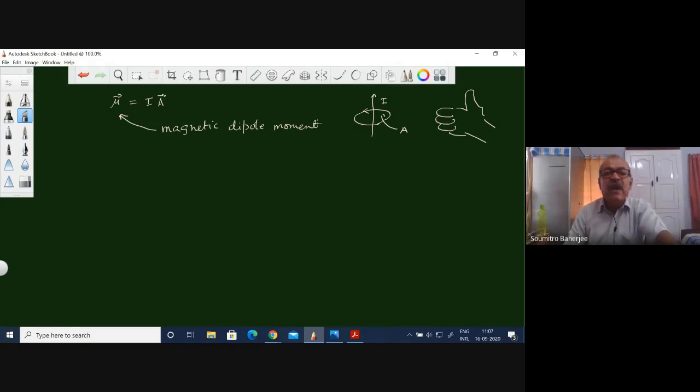This is rather simple. If such a tiny magnet is placed in a magnetic field, then it feels a torque that tries to rotate it and orient it in the direction of the magnetic field. The torque, again as a vector, is the magnetic dipole moment vector cross the magnetic field that is applied. This will try to orient it in the magnetic field direction.